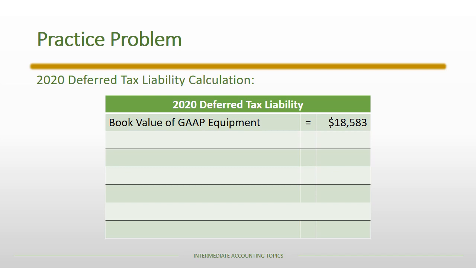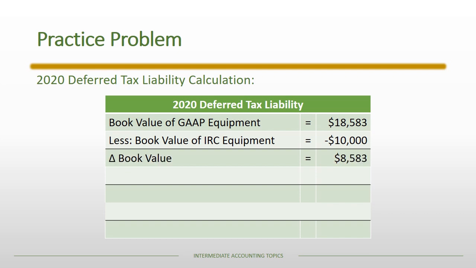So now we're going to go through the calculation for the deferred tax liability. Again, this is just my personal approach because I think it's repeatable and easy to understand. And so we start with the book value of the GAAP equipment. So we had the original cost of $25,000, subtract the depreciation of $6,417, which gives us a book value of $18,583. The same piece of equipment has a book value of $10,000 under the Internal Revenue Code.